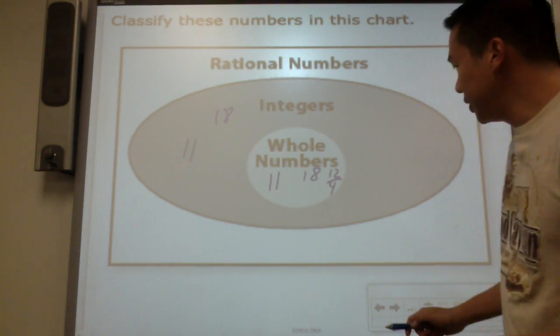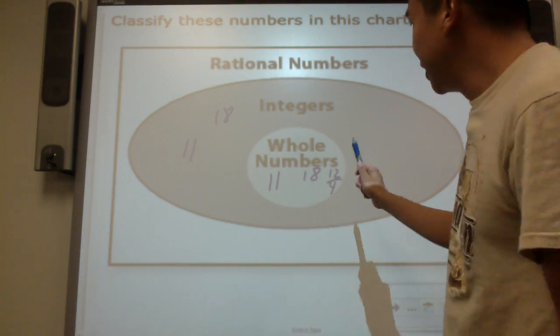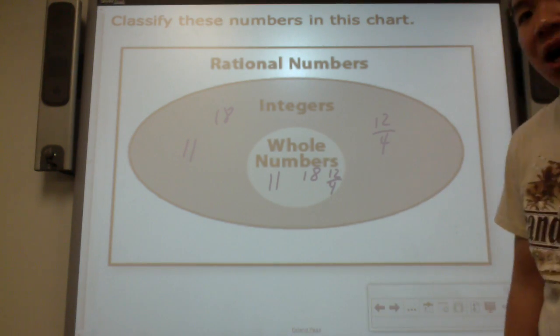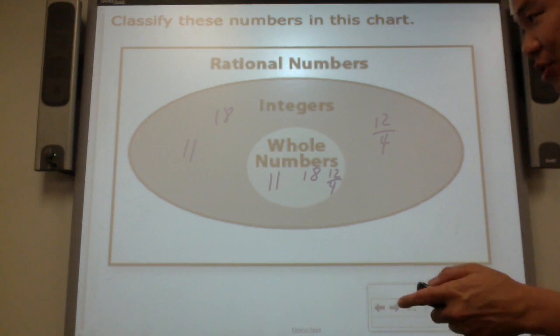Is this a whole number? Yes. 12 divided by 4 is 3. Can it also be an integer? Yes, it can. So an integer is a positive or negative whole number, including 0.